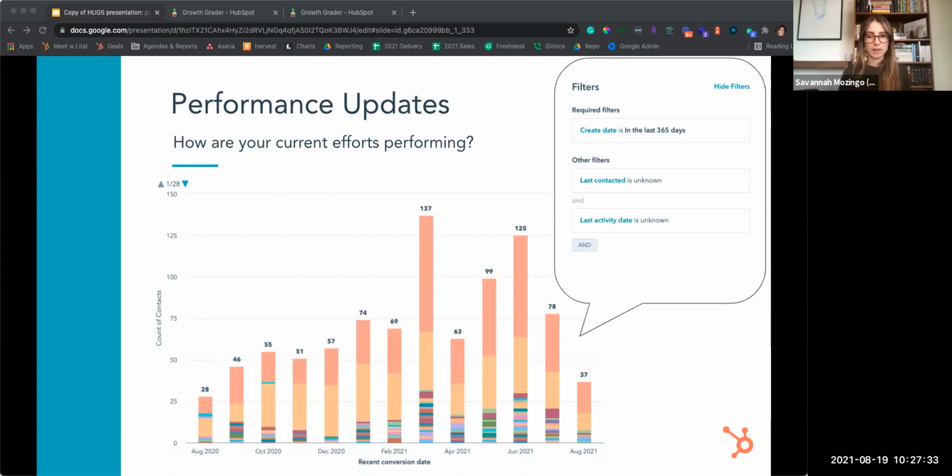So this next report is looking for create date is in the last, and I have here 365, but you can do that by 90, 60, et cetera, if you want to break that down by month or quarter. And then similarly, last contacted is unknown and last activity date is unknown, where again, you can filter that by quarter.